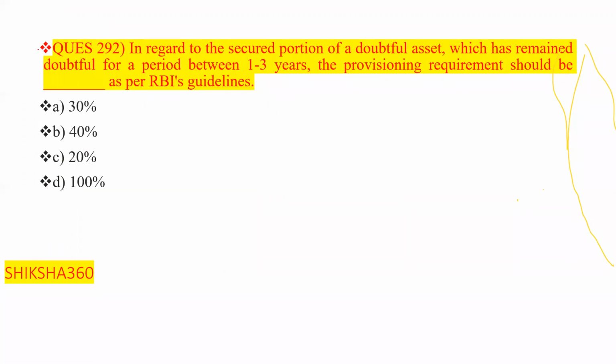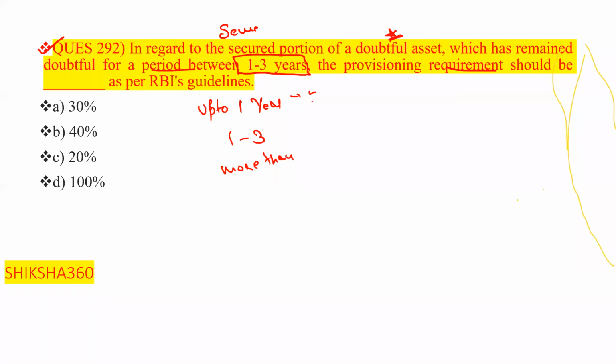Now move to the next question. Very easy question. In regard to the secured portion of a doubtful asset, which has remained doubtful for a period between 1 to 3 years, the provisioning requirement should be dash as per the RBI guidelines. Clear? So up to 1 year provisioning is 25%, 1 to 3 years 40%, and more than 3 years, it is to be 100%. Clear? So this one is our answer.